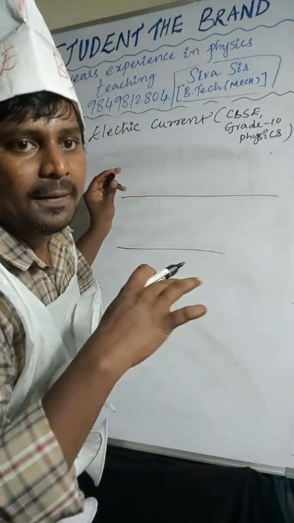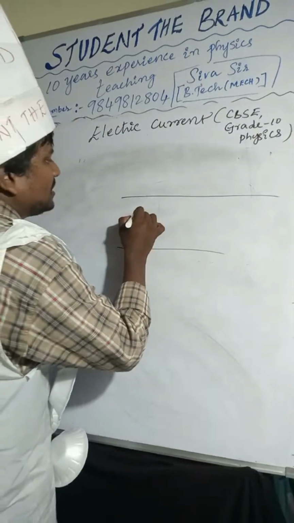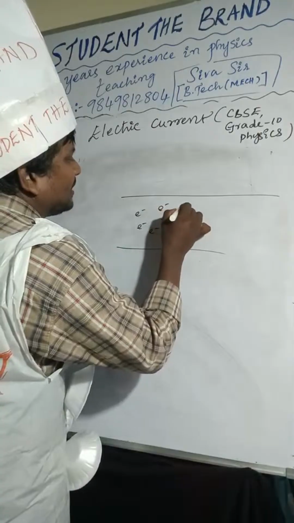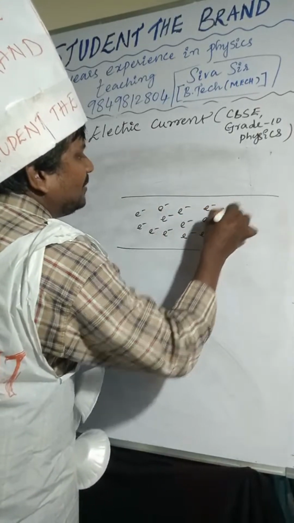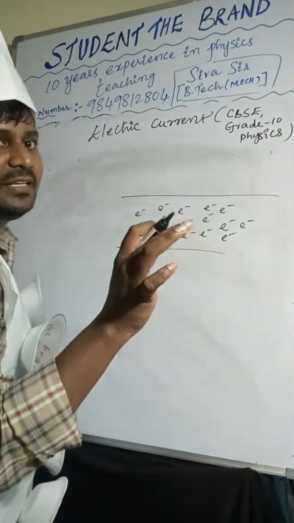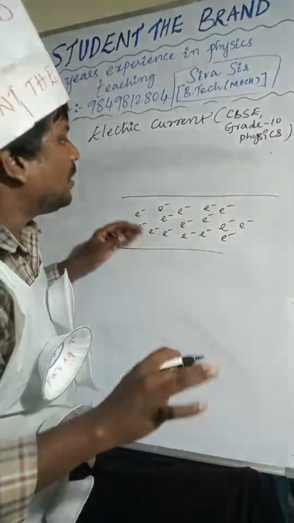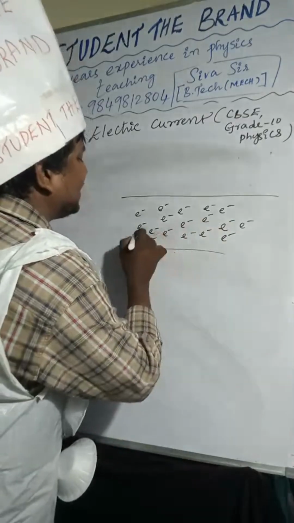Shaunak, just observe here. Electrons are moving inside of the conductor. Charges are moving inside of the conductor. Yes or no? So there is a drift speed. Yes or no? Yes. So drift speed is nothing but when the charges are moving inside of the conductor.